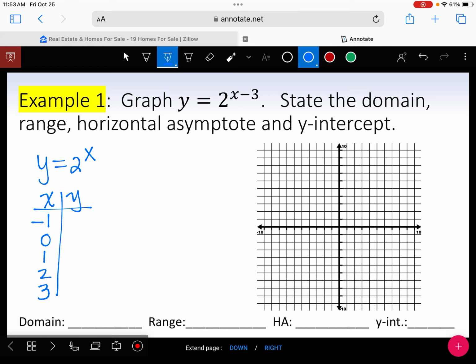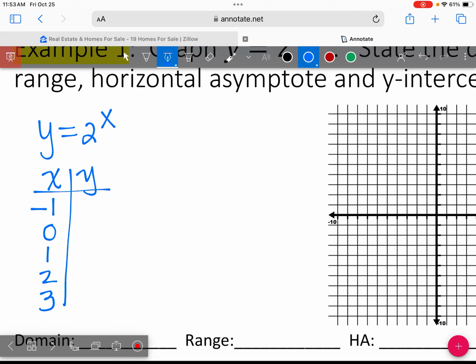Now, hopefully you don't need to, but if you do, go ahead and use your calculators to find your 5 y values. So 2 to the power of -1. Does anybody know what that is? 1/2. So that would be 0.5. Anything to the power of 0 is what? Not 0. 1. So 2 to the power of 0 is 1. What's 2 to the first power? 2. What's 2 squared? 2 times 2, which is 4. And what's 2 times 2 times 2? 8.